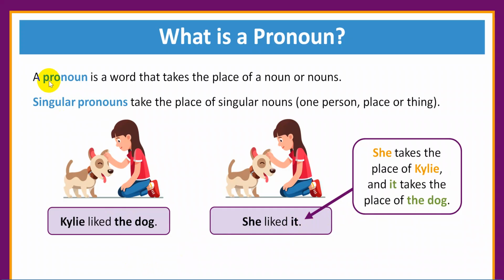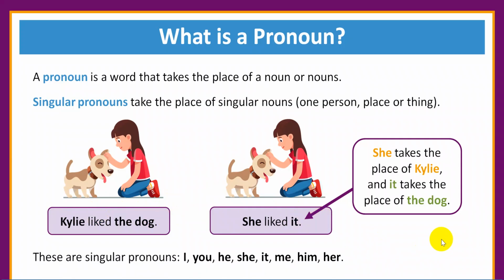So we said here a pronoun is a word that takes the place of a noun. She takes the place of Kaylee, so she is a pronoun and Kaylee is a noun. It takes the place of the dog, so it is a pronoun and the dog is a noun. These are singular pronouns: I, you, he, she, it, me, him, and her, while the pronoun you can be used as a plural pronoun as well. We'll see this later.